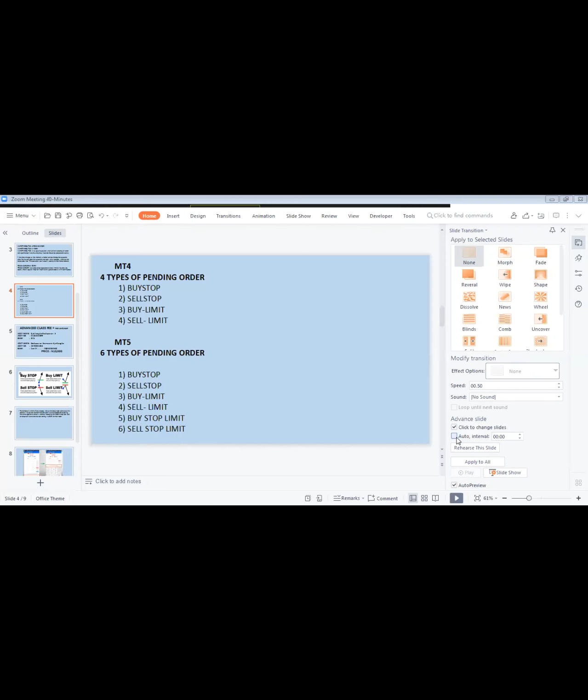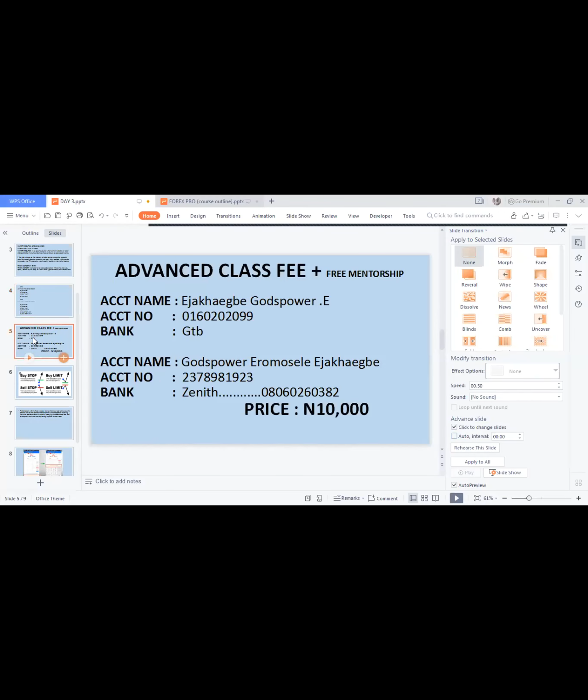Let me quickly show you something before we proceed. Now, in this class, there are two stages: the beginner's class and the advanced class. The advanced class is exactly what you see being displayed on the screen. The advanced class comes with a free mentorship, and that mentorship is for life.